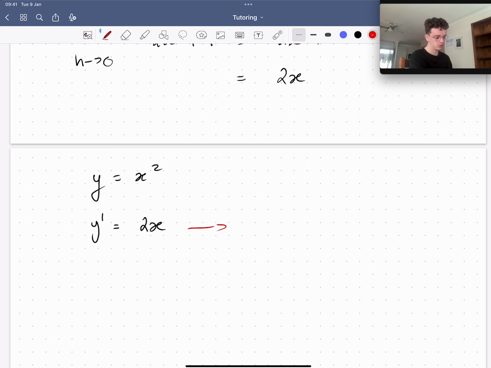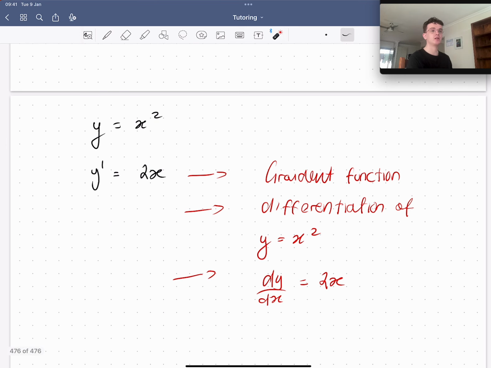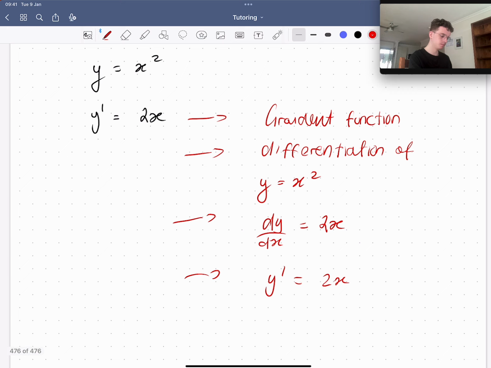This is what we call my gradient function, or the differentiation of y equals x squared, or dy dx equals 2x. All of those are correct ways of expressing that, or obviously y dash equals 2x, or f dash of x equals 2x.